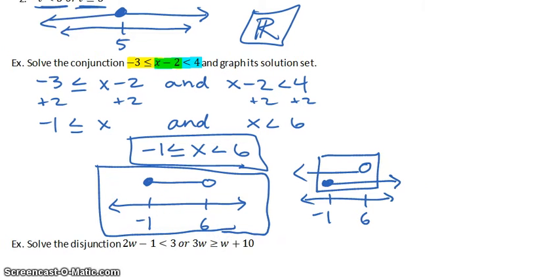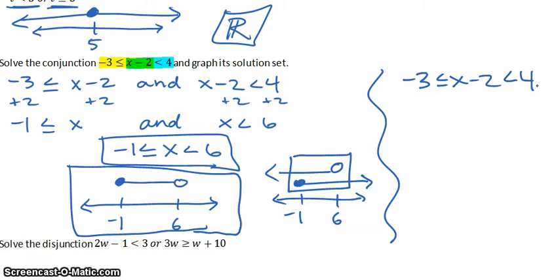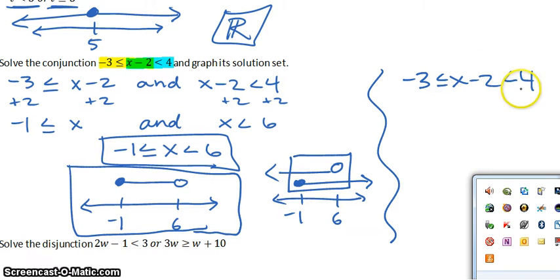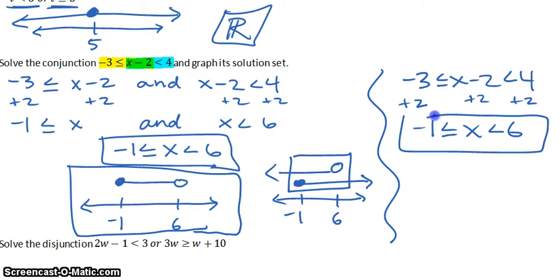Now I'm going to scoot this over a little bit, and I'm going to show you how to solve it a different way. So -3 is less than or equal to x minus 2, which is less than 4. You can make it 3 sides. We have 1 side, 2 sides, 3 sides. And we're just going to do the same thing that we do for every side. So I'm going to add 2 to the middle, but I'm going to add 2 to the left. I'm going to add 2 to the right. And that gives me -1 is less than or equal to x, which is less than 6. Done. And then I would graph the same thing as before.